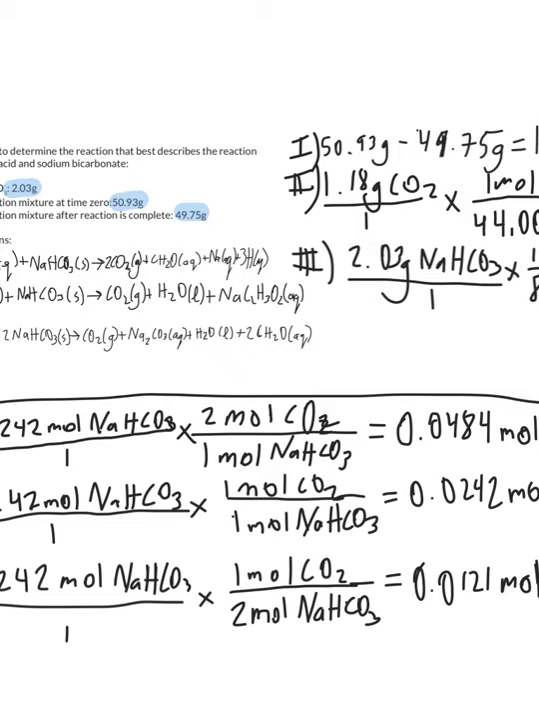Now remember that number I said we were going to save, which is the amount of CO2 produced according to our calculations. We look for the one that is the closest. It doesn't have to be exact, but the one that is closest, and therefore the one that best describes the reaction. Meaning the answer is possible reaction B.